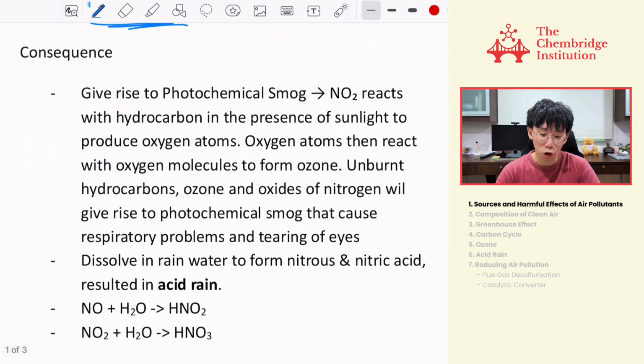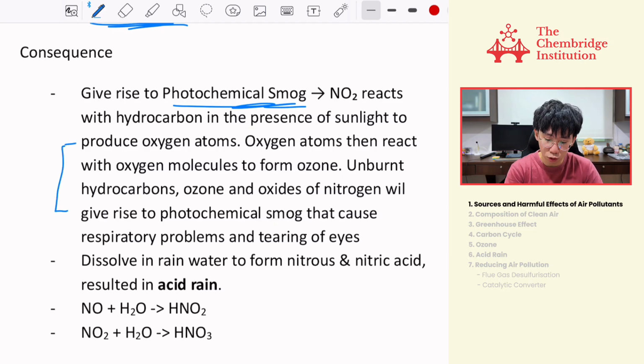The consequences of your oxides of nitrogen is, as spoken about just now, it can combine with your ozone and your unburned hydrocarbons to give photochemical smog. And this is greater detail that you don't really have to know, but this will obviously cause you respiratory problems and the tearing of your eyes.